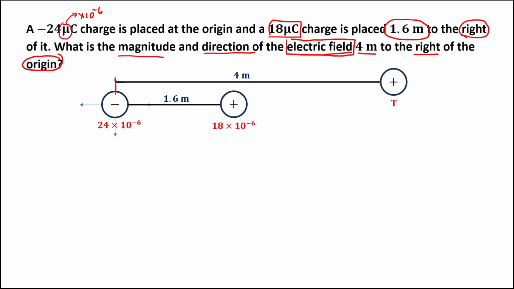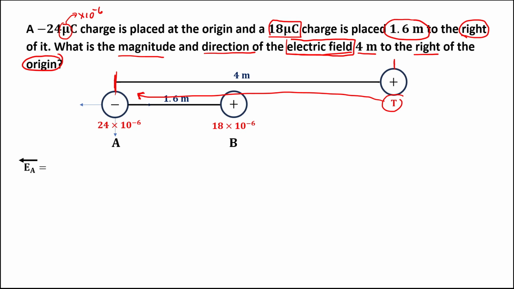So to find the magnitude and the direction, if we name this one charge A and this one charge B, first we need to find the electric field for charge A and the test charge. Take note that the test charge will be attracted to charge A because charge A is negative. So therefore the direction of this electric field is to the left.